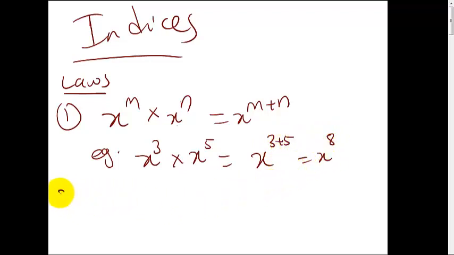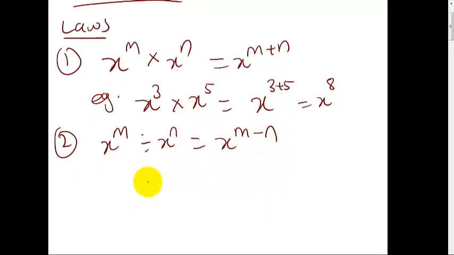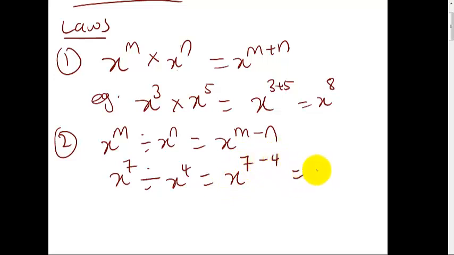Now, law number 2. Obviously, it says that if I divide, I take away. So that means if I have x to the power of 7 divided by x to the power of 4, I'm going to get x to the power of 7 take away 4, which gives me x to the power of 3. Pretty easy. So all you need to know is the bases are the same.